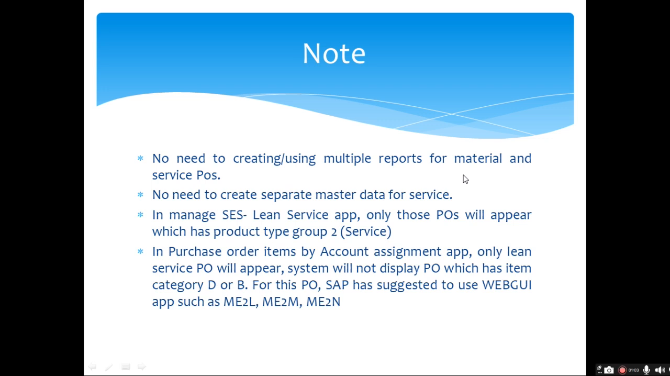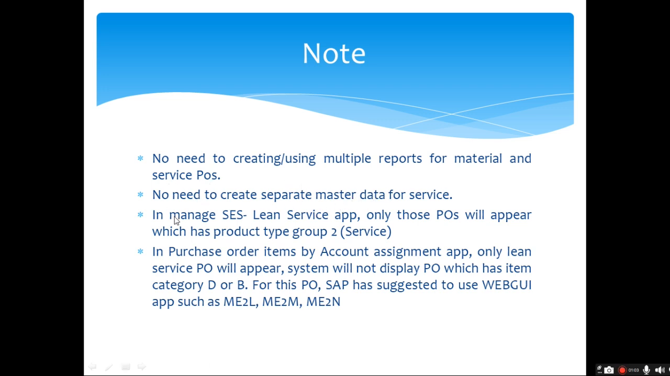Some points to be remembered. If you are using lean service procurement, the advantage we get is we don't need to create a separate report, or use multiple reports, for material as well as service POs. We can use a single report for material as well as for service POs. And also with lean service procurement, we don't need to create separate master data like service master for services.